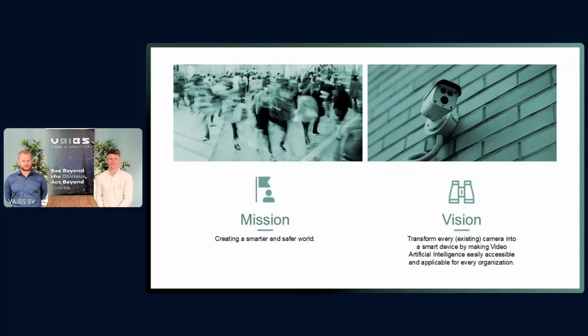So we are VAIBS. We are a Vision AI platform software developer from the Netherlands. We are based in Ouderwijk, and our mission is to create a smarter and safer world by transforming every camera into a smart device by using video artificial intelligence. And we are also trying to make this technology easily accessible and applicable for every organization. So we want to help our customers to get more out of their video footage.